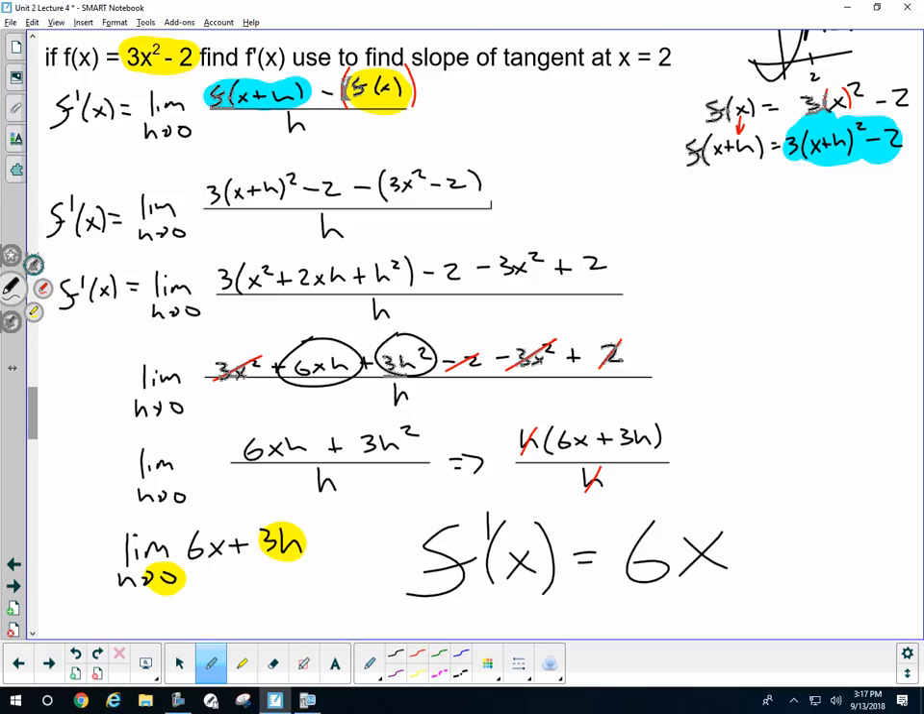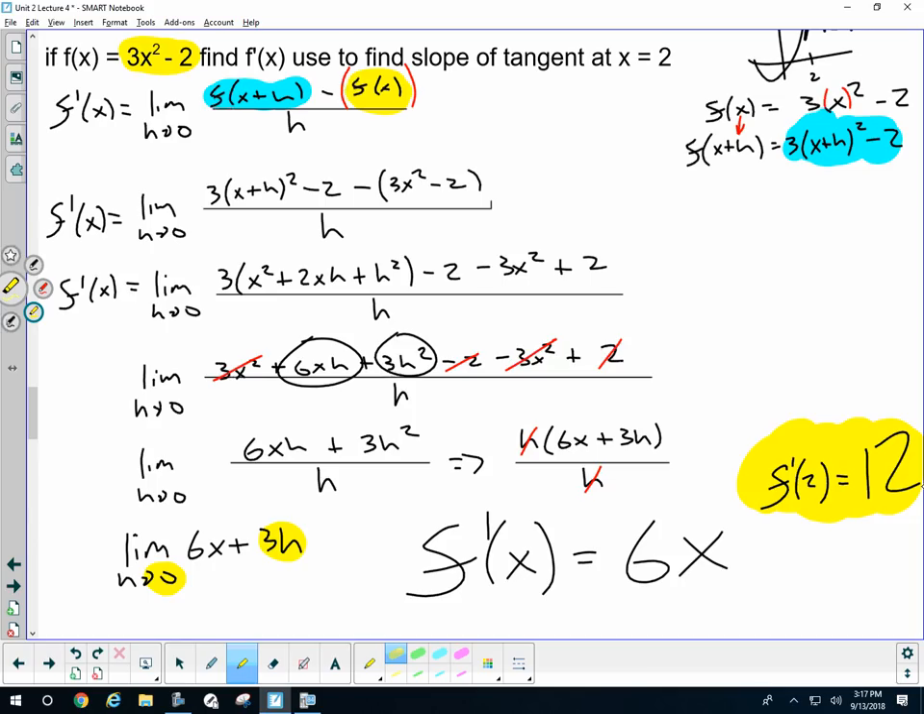We know that the slope at 2 of 3x squared minus 2 is 12. Can I get 12 from 6x? How did I get it? Plug in 2. We say f prime of 2 would be the tangent slope to f at 2. Plug in 2, I get 12. I already got 12. This is our alternate way to get that same value. This is using an alternate approach and a conceptual approach rather than a brute computational approach.